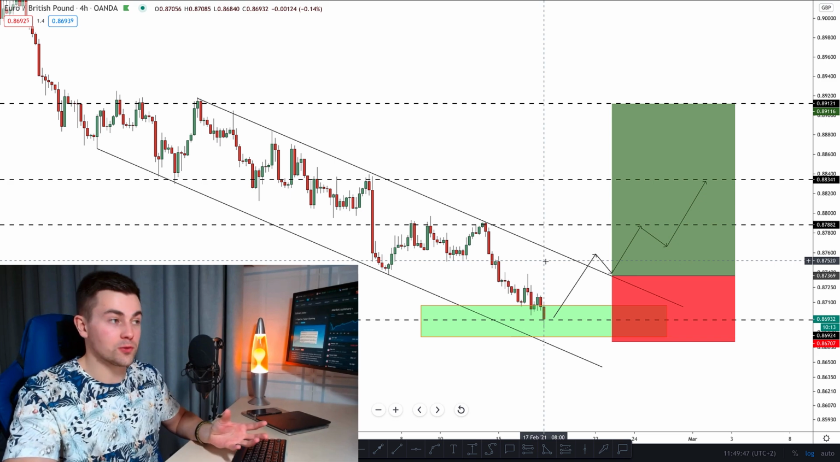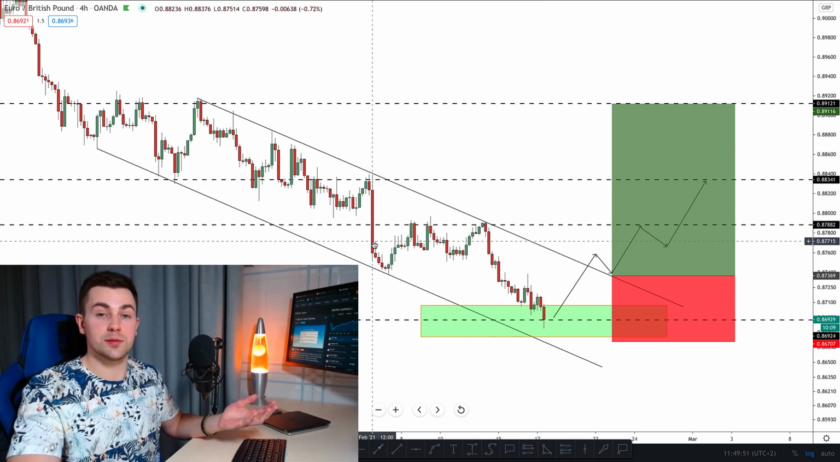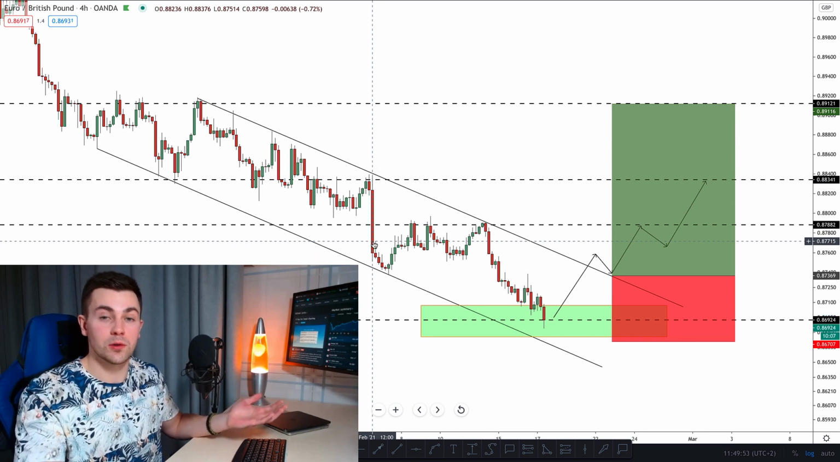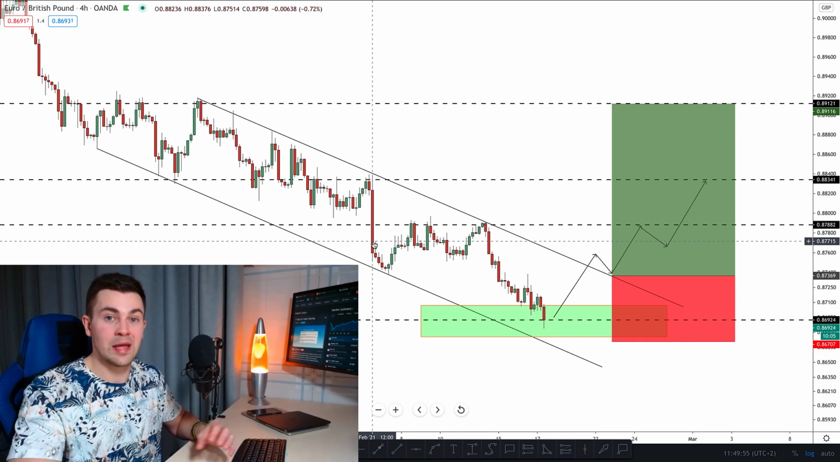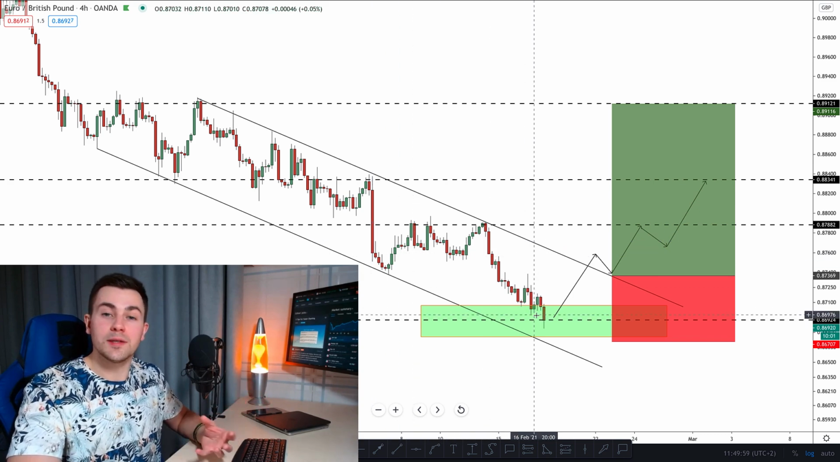But what about the bearish scenario? What about the bearish continuation right here? The trend here remains bearish, so why not, some trend followers are still expecting the drop. Let's discuss what the condition is here for the bearish continuation.